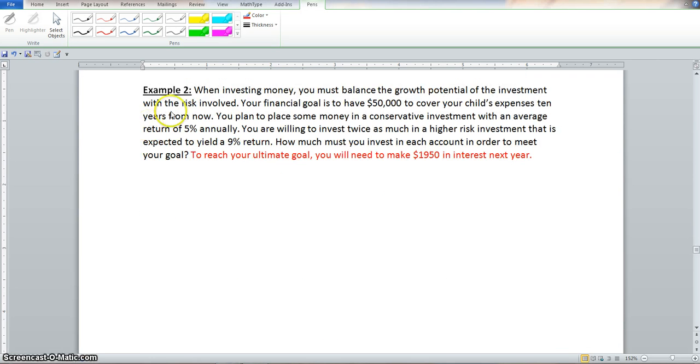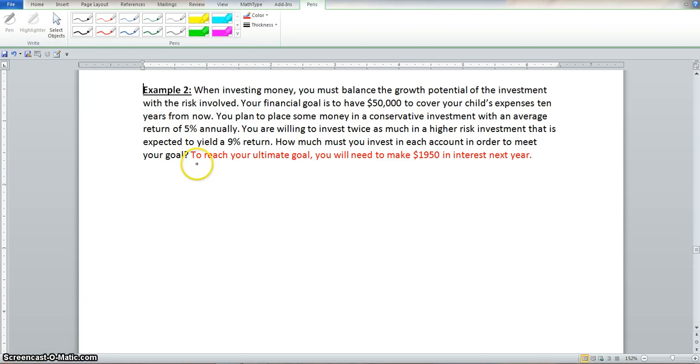Now we start example 2. It says, when investing money, you must balance the growth potential of the investment with the risk involved. Your financial goal is to have $50,000 to cover your child's expenses 10 years from now. You plan to place some money in a conservative investment with an average return of 5% annually. You are willing to invest twice as much in a higher risk investment that is expected to yield a 9% return. How much must you invest in each account in order to meet your goal?